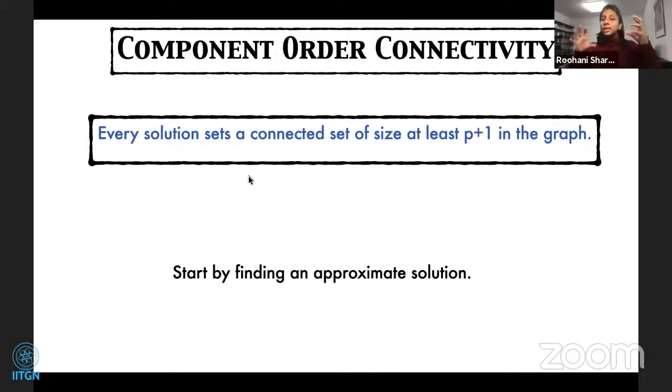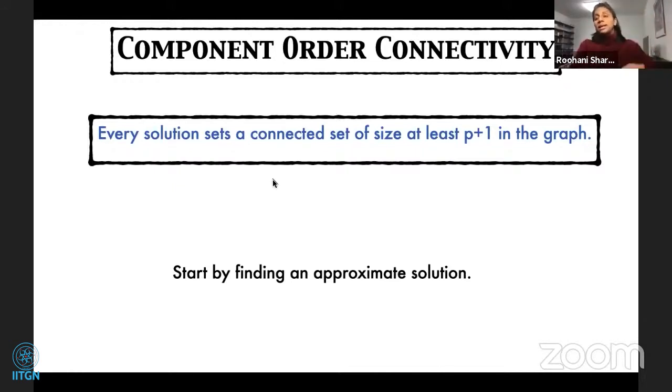a connected set, because if it does not intersect with a connected set, this connected set is going to sit in some connected component of the graph. And since this connected set is size p plus 1, you get a connected component of size at least p plus 1 after the solution has been removed. And similarly, the other way around: if the solution hits all connected sets of size at least p plus 1, then if you remove such a solution, every connected component will have size at most p, because if not, since every connected component is also a connected set, the solution must have hit this set.